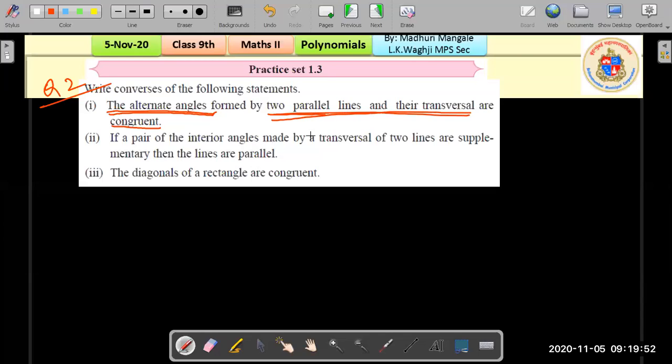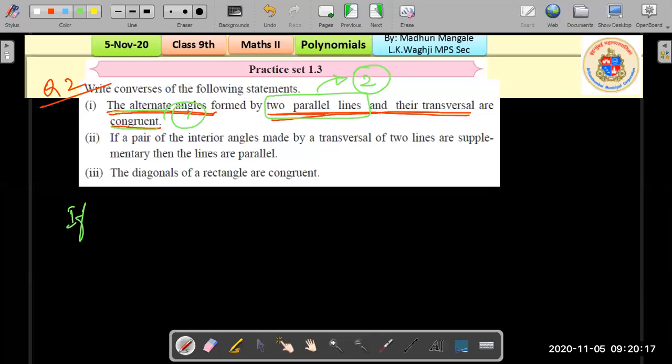Okay, so it will be: if the alternate angles made by two lines and its transversal are congruent, then the lines are parallel. Why did we go that way? Because here initially the two parallel lines are mentioned, so this should be the consequent, the second part, and the rest will be the first part. So how do we write it?